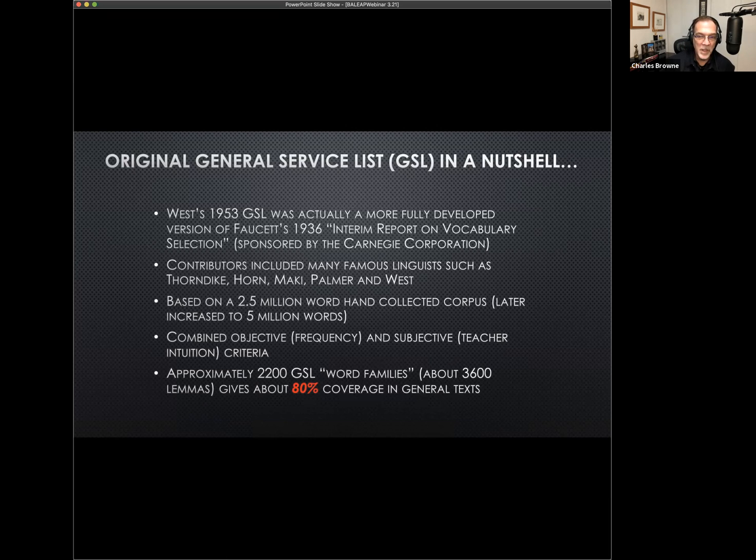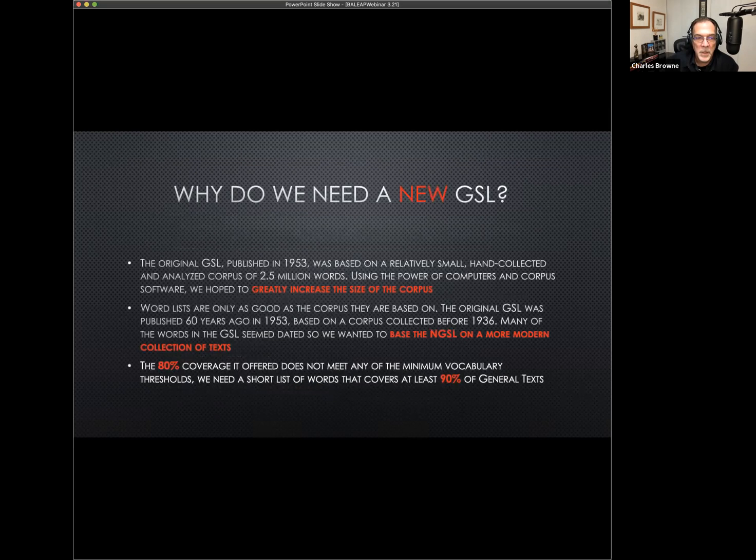The most frequent word of the English language is the word the. It occurs about 6 or 7% of all of the words on a page. Imagine going through 2.5 million words of text and counting every example of the, and then moving on to is, and then moving on to something else. It took 17 years. So anyhow, what they got in the end was about 2,200 word families, 3,600 lemmas, and that gave about 80% coverage for general texts. And it was a remarkable work.